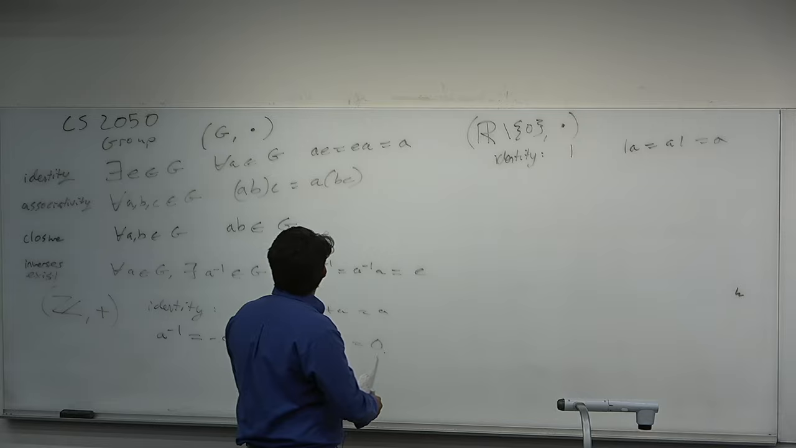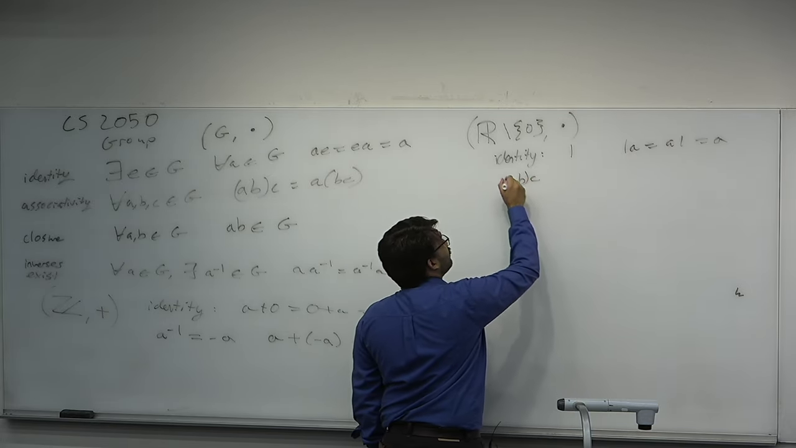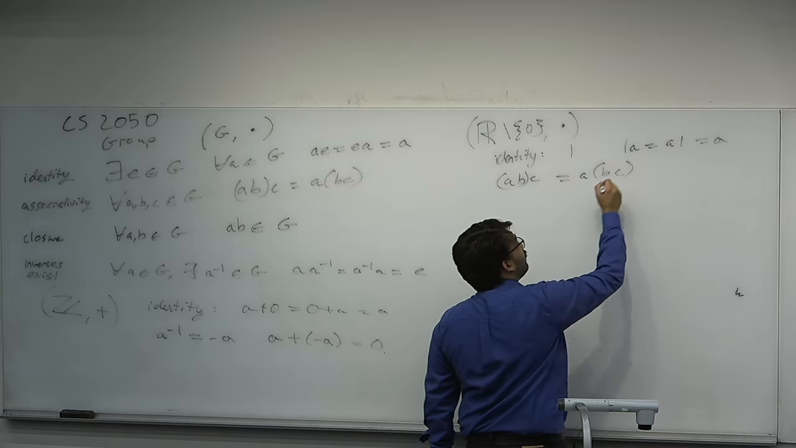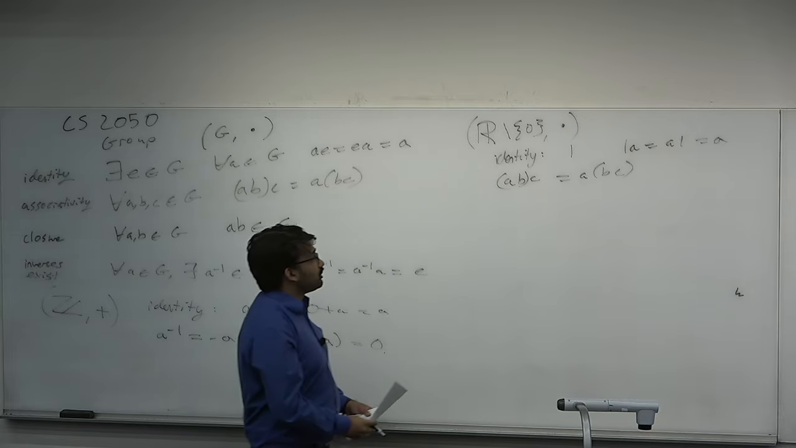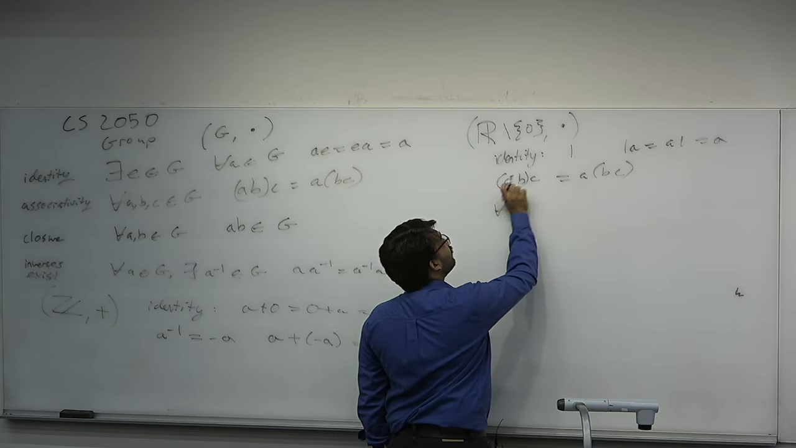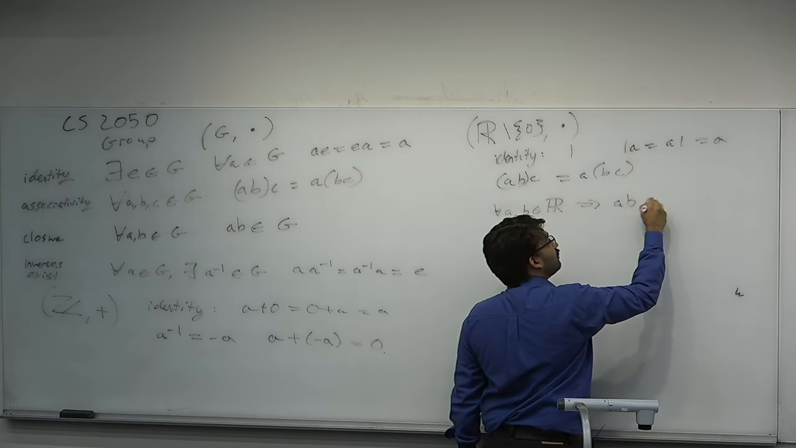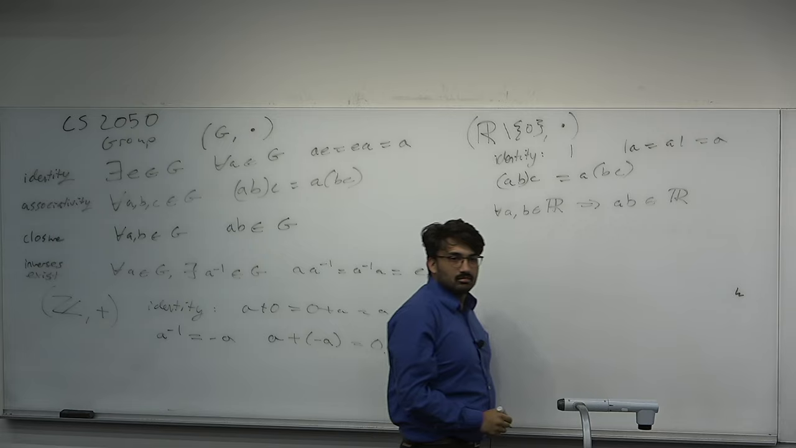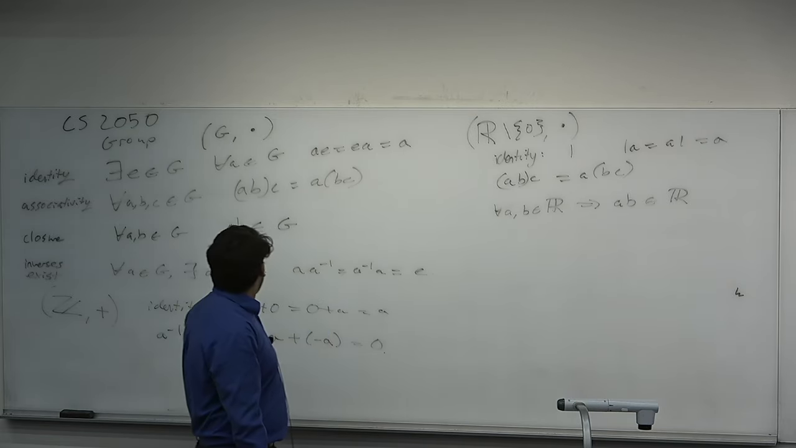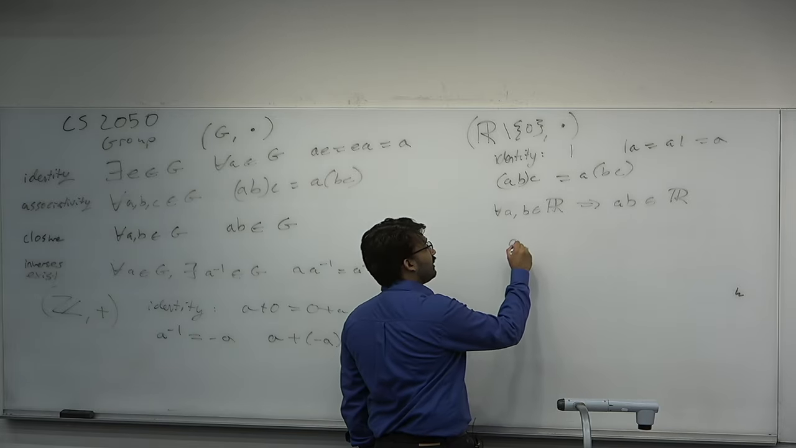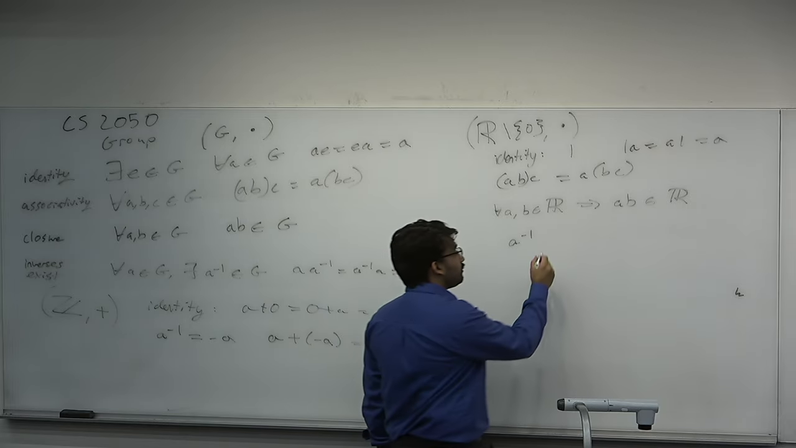Is it associative? ABC is equal to ABC. Okay, that sort of follows easily from the definition. Do we have closure? If for all A, B in the reals, does that imply that AB is a real? Yeah, we get that one for free as well. Easy group. What about inverses? What is the inverse of A? 1 over A, yeah. That's the reason we remove 0.